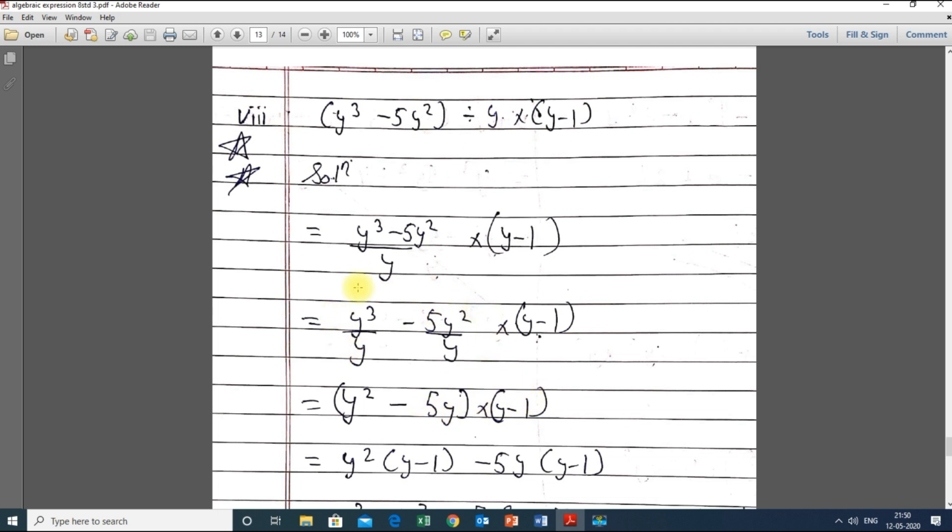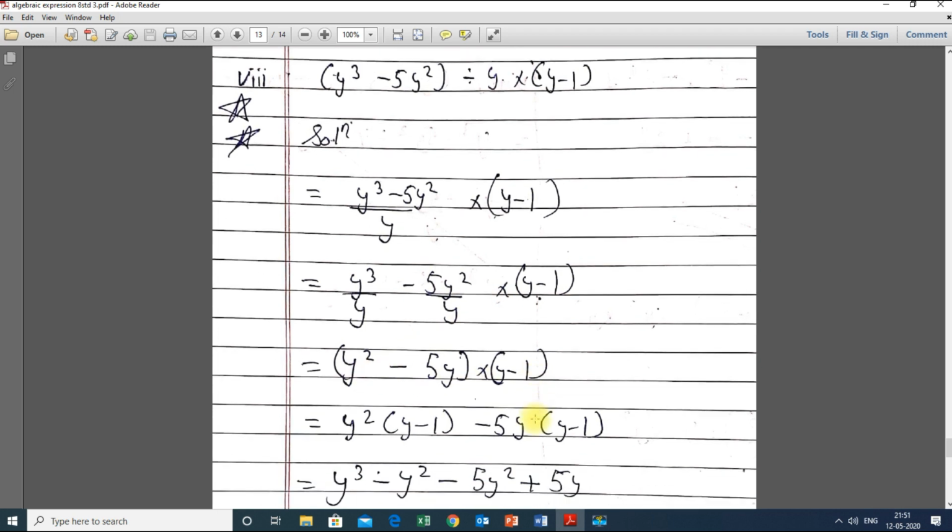You can put a bracket over here if you want to avoid confusion while solving. So I put a bracket over here. It doesn't matter. You can put a bracket over here also, here also. In both these steps you can put. If you don't put, then also it is okay, because here we have already put a bracket. So y square minus 5y into y minus 1.